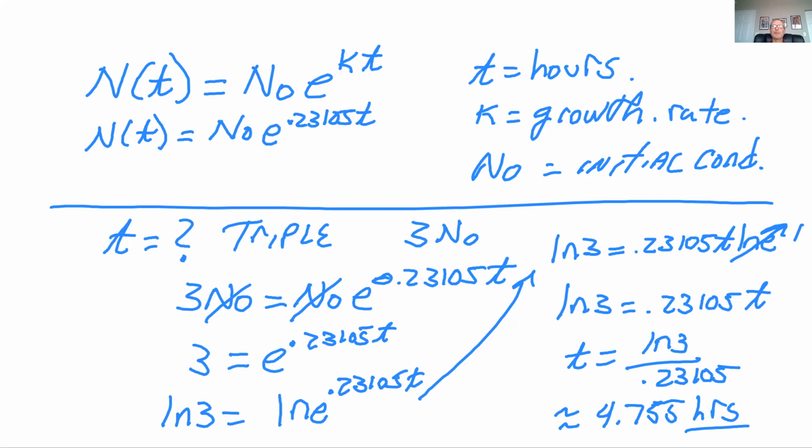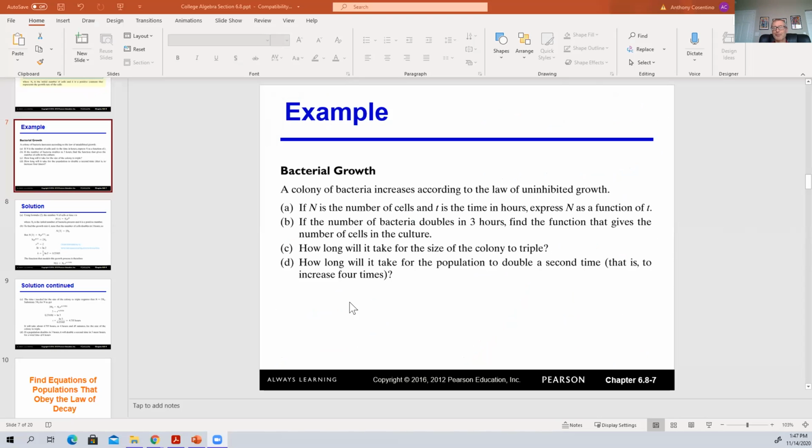And so the last problem that we're going to do in this one, here we don't even have to get our calculator out. We just need to think a little bit. And I like this last one because it makes you think. So how long will it take for the population to double a second time? That is the increase by a factor of 4. Well, you can walk through the analysis and you're going to get an answer of 6 hours.